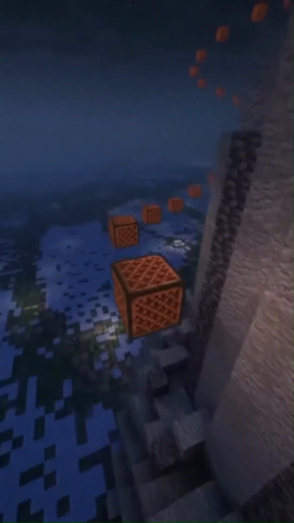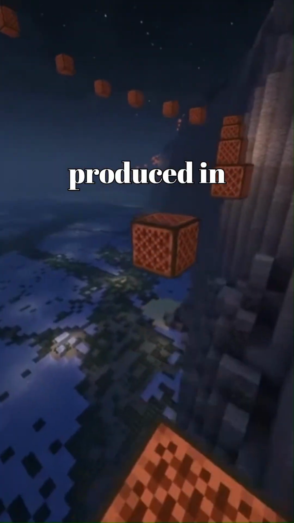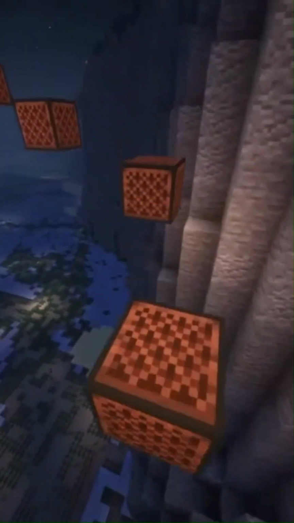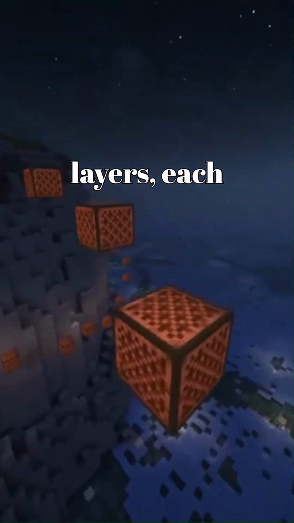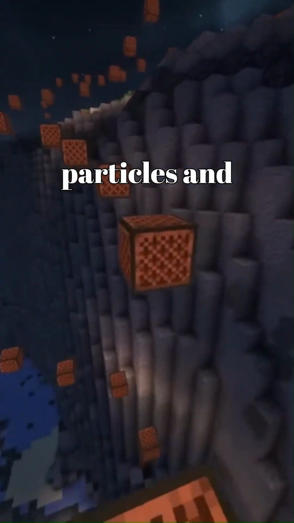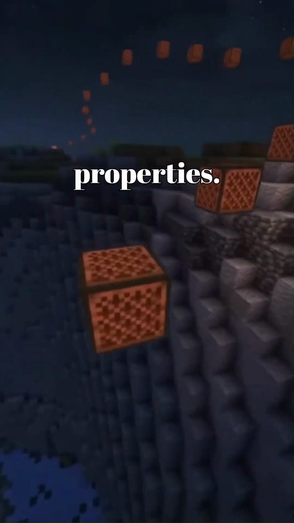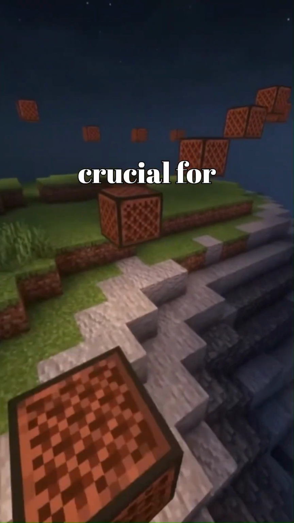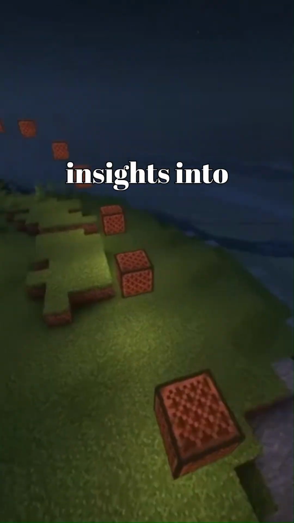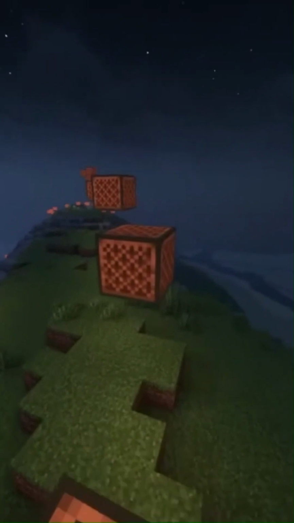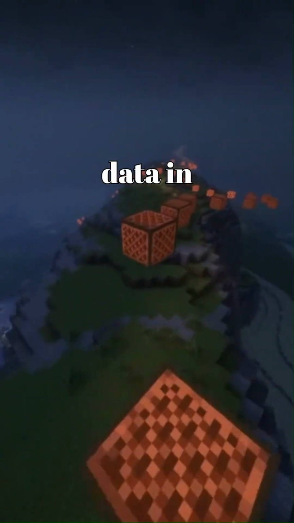Particle detectors. Particle detectors are devices used to observe and measure the properties of particles produced in accelerators or cosmic events. Detectors like the ones at the LHC are composed of various layers, each designed to detect different types of particles and interactions. They can measure energy, momentum, charge, and other properties. Detectors are crucial for experiments in particle physics, enabling discoveries like the Higgs boson and insights into the behavior of subatomic particles. Understanding how detectors work is essential for interpreting experimental data in physics.